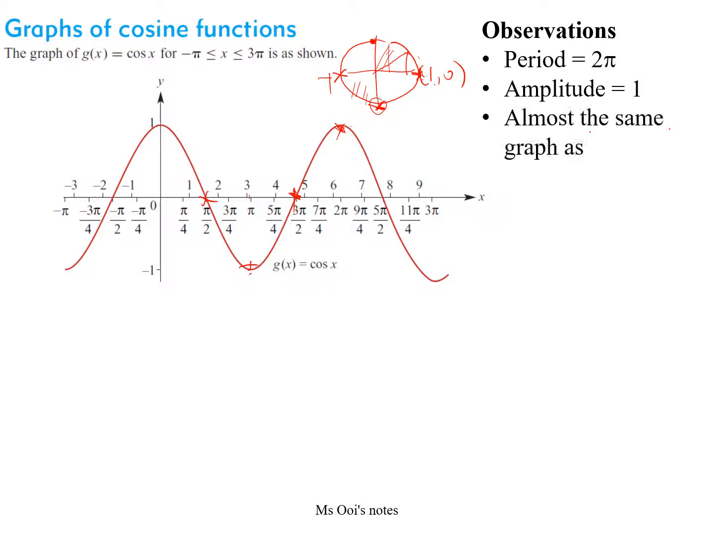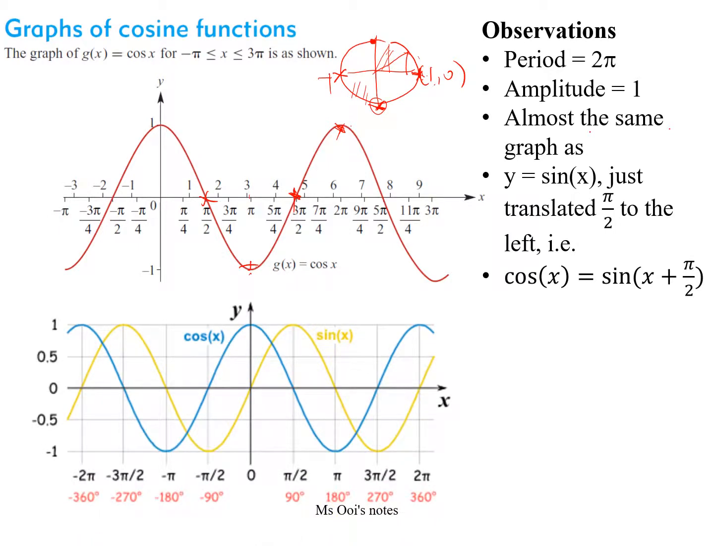So the graph is almost the same as sin x. It's basically a shift of pi over 2 to the left. So let's look at this graph here.